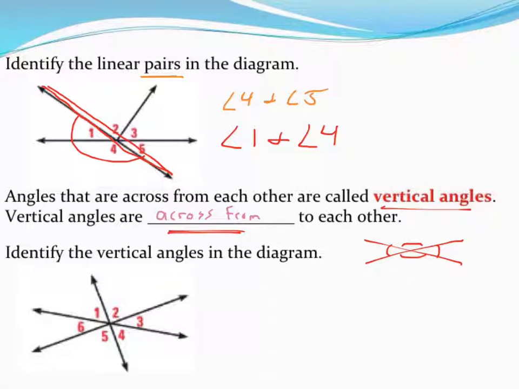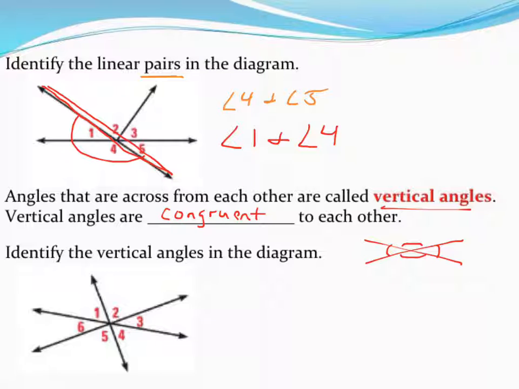Oops, I made the same mistake I did in class. It's true that vertical angles are across from each other, but this blank should say that vertical angles are congruent to each other. They are across from each other, but more specifically, they're going to be congruent, equal to each other. So let's identify some vertical angles, and then we'll take a look at using this to find some.